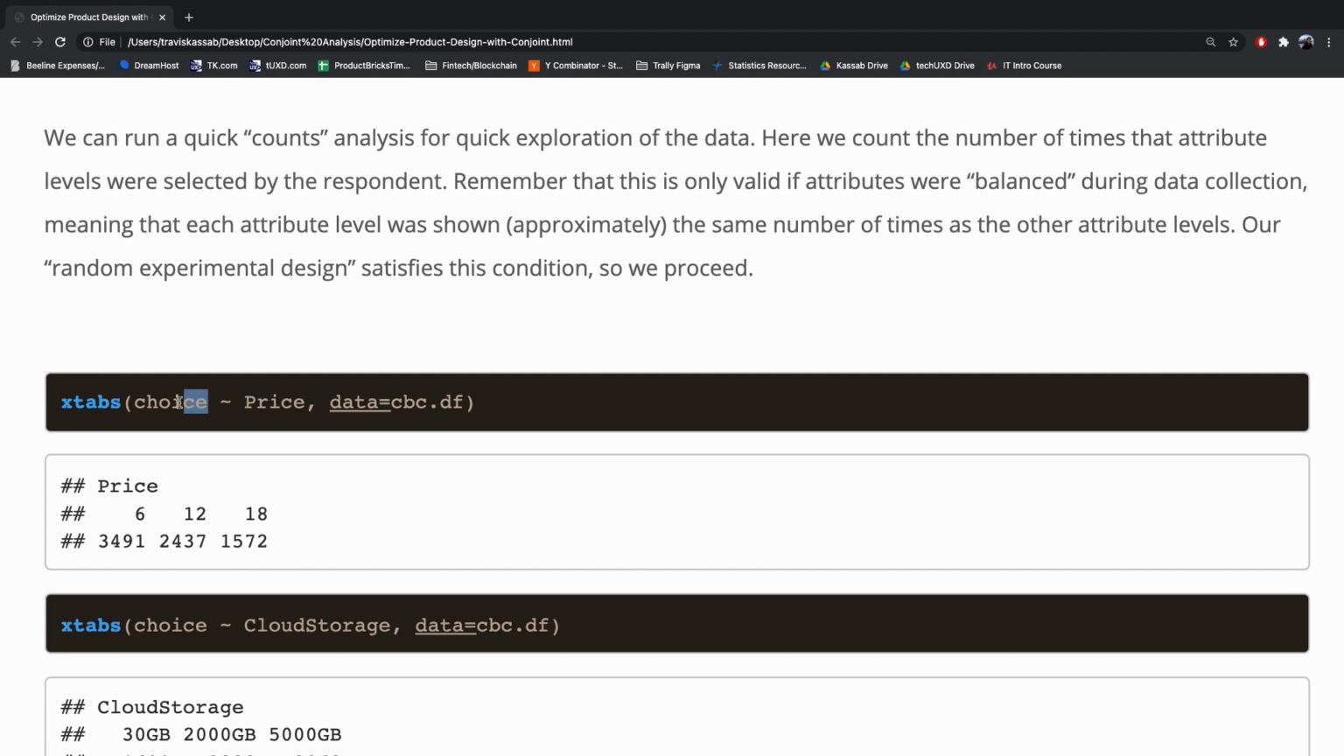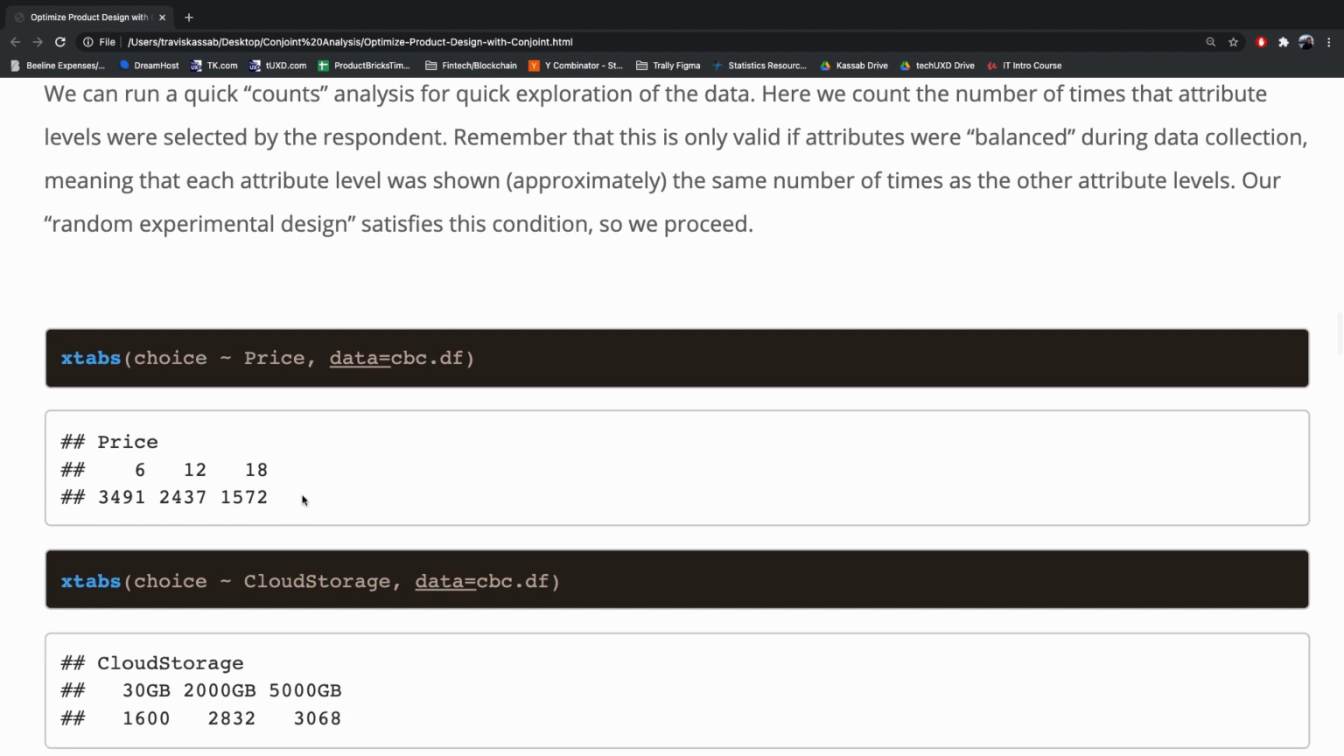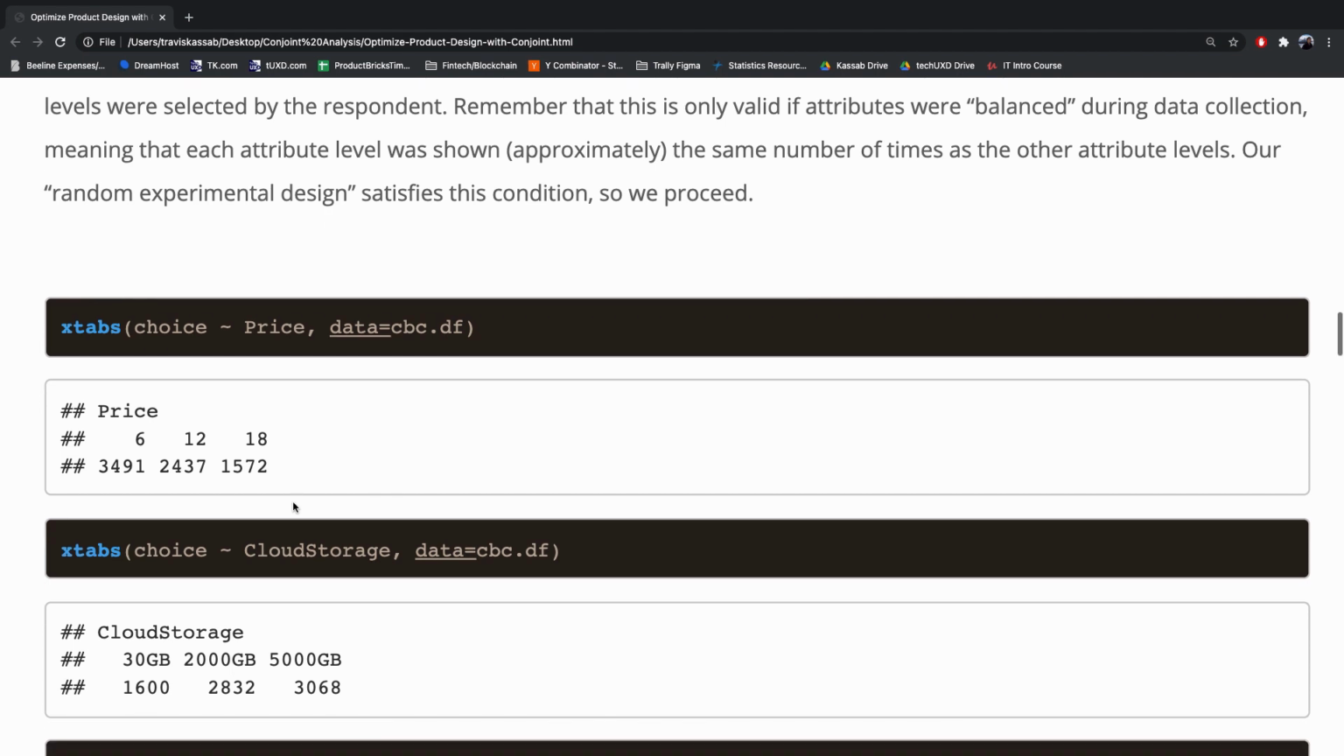A really quick analysis we can do right up front, and we're eventually going to get to statistical modeling, is something really quick: just run a count analysis. I'm doing this right here with crosstabs of choice and price. What this is doing is telling us how many times each attribute level was chosen by the respondents. This gives us just a really surface level understanding of what our data looks like, and it's also kind of a sanity check. If things aren't making much sense here, then maybe the data was collected wrong or formatted wrong.